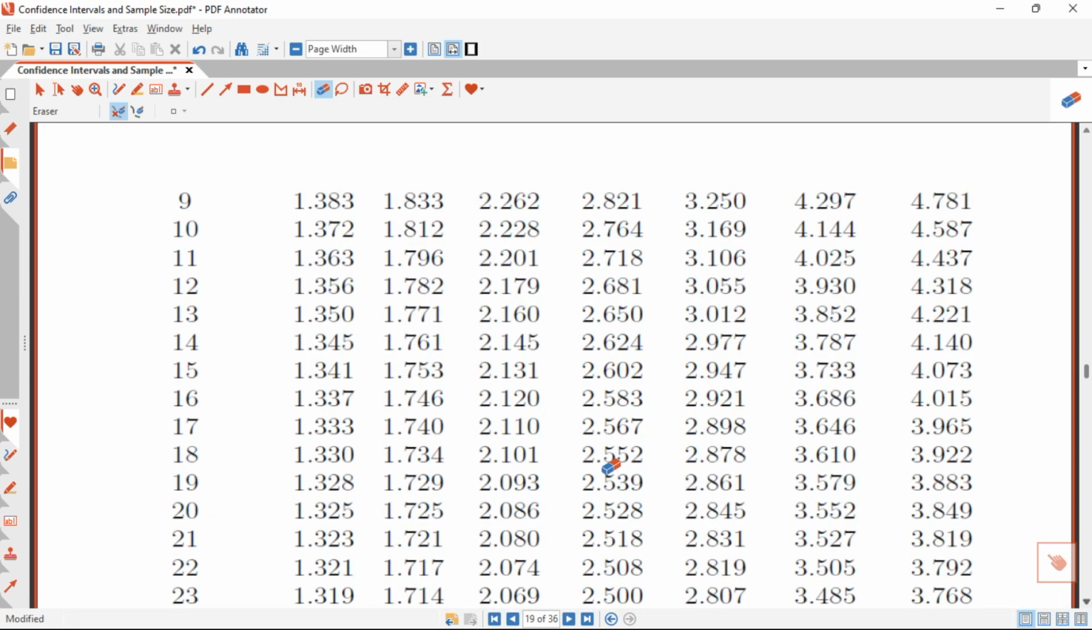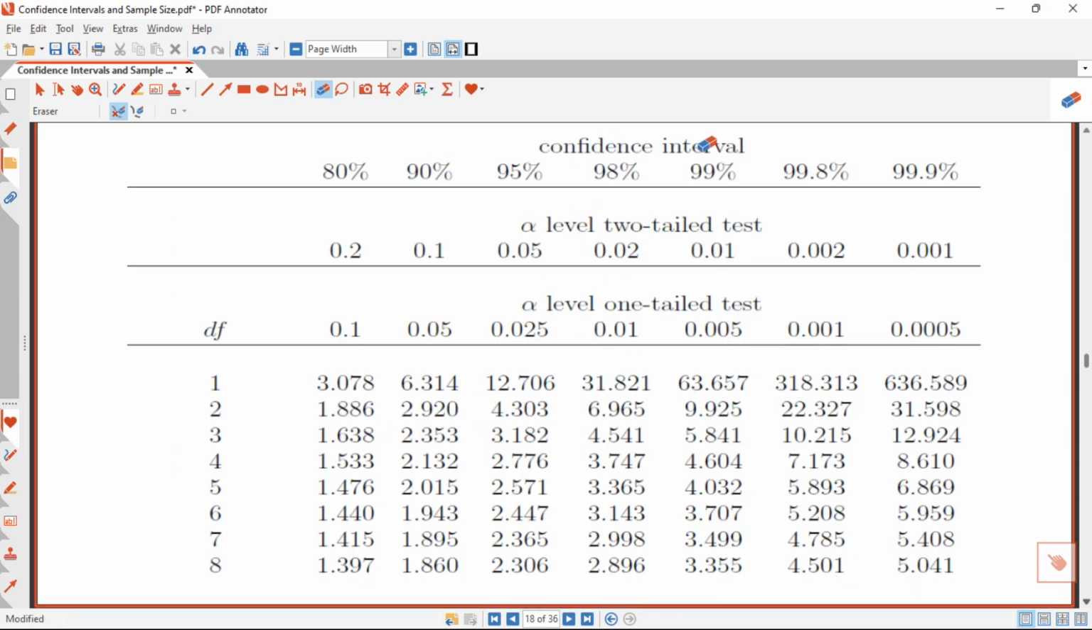Right? So when you come here, we have what we call the confidence levels at the top. We have 80%, 90%, 95%, 98%, 99%, 99.8%, 99.991%. Right? So we have what we call the alpha level.